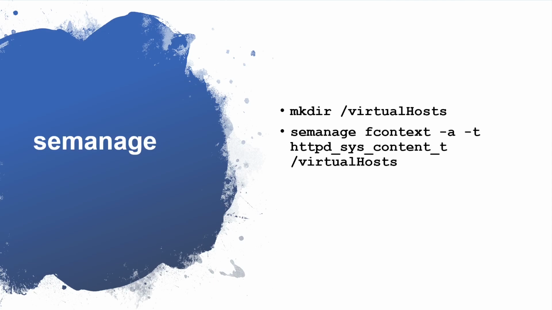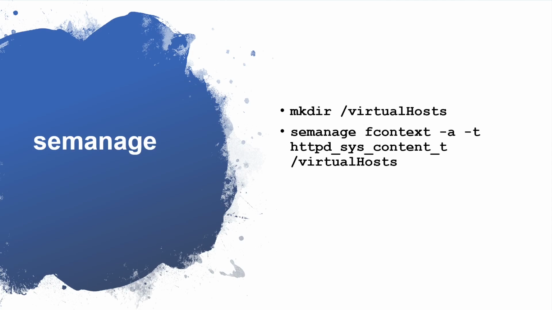semanage. Another issue is how to configure the default context for a newly created directory. semanage fcontext, provided by the policycoreutils-python package, can change and display the default context of the files and the directories. Note that semanage fcontext only changes the default settings. It does not apply them to existing objects. This requires calling restorecon afterwards, right?